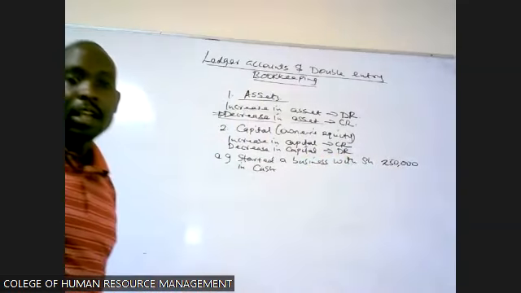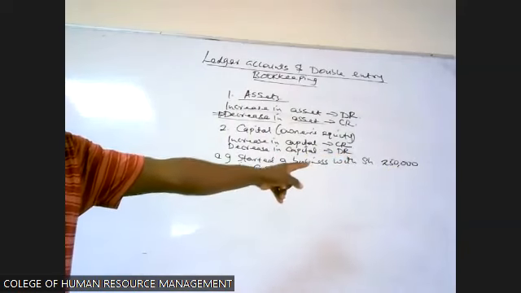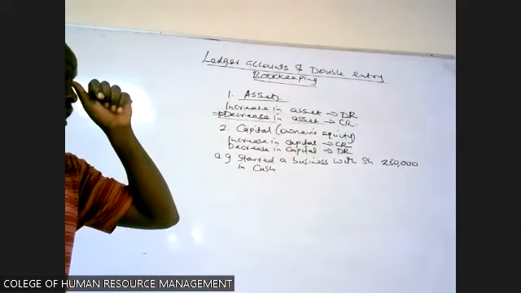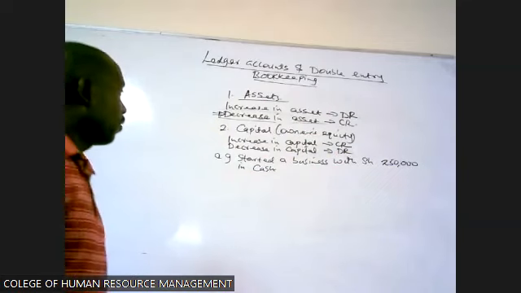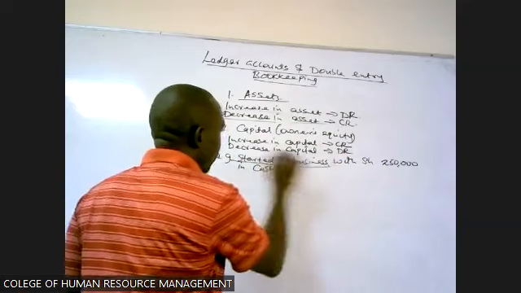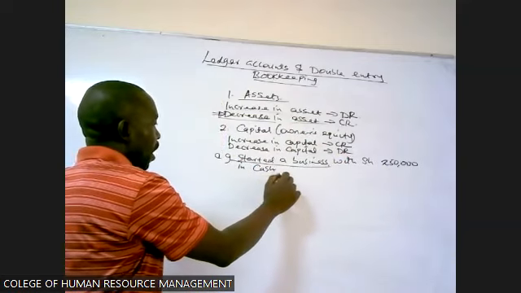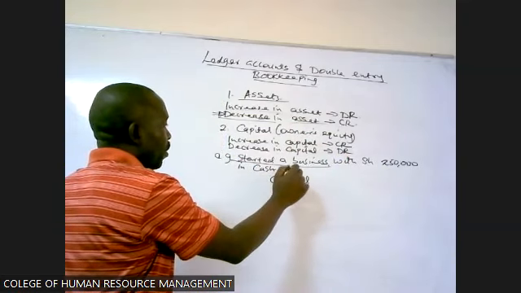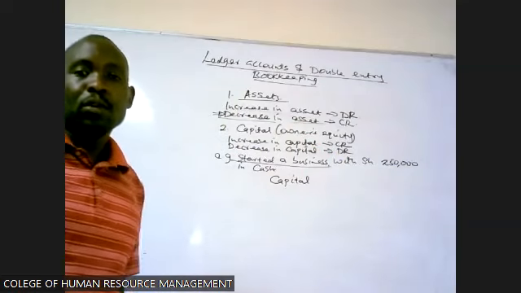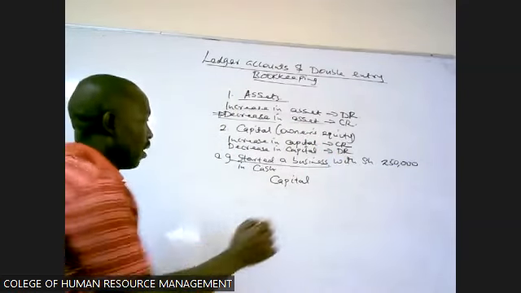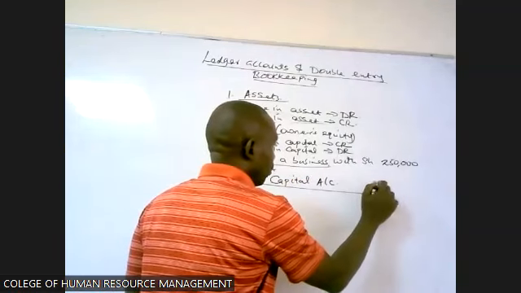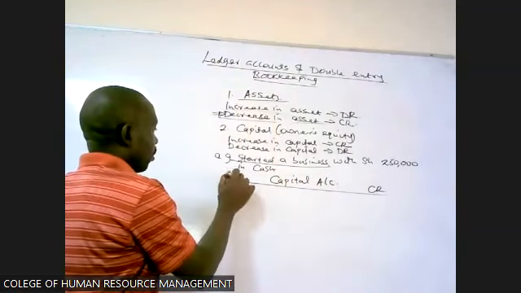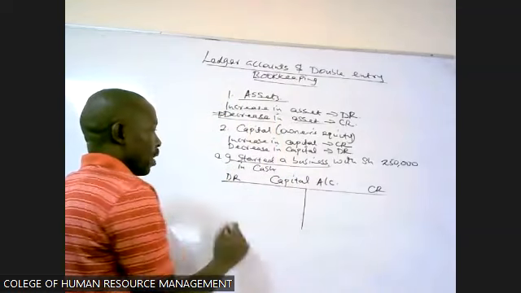we have a transaction like that. Started a business with 250,000 shillings in cash. Anytime you hear this statement, started a business, just know that capital is being introduced into the business. Therefore, open the capital account. Open your capital account like that.